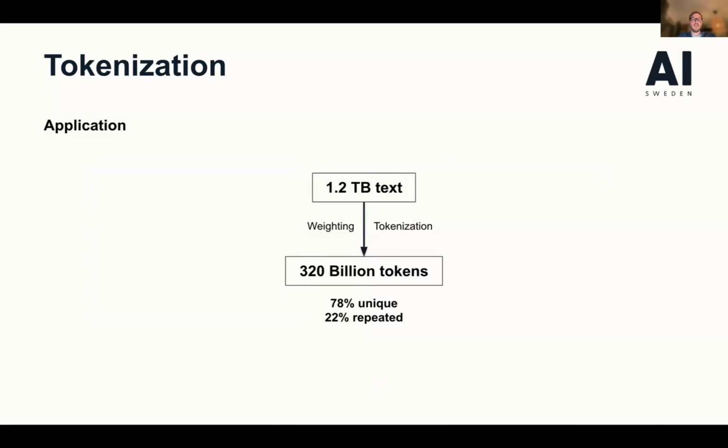Yeah, then we applied the tokenizer. So our data set of 1.2 terabyte text was turned into 320 billion tokens. And that was roughly what we aimed at from the beginning, because that's the data set that GPT-3 used. And in terms of data composition, we had 78% unique data and 22% repeated data as a result of the upsampling I talked about. And this data composition is also very equivalent to GPT-3.